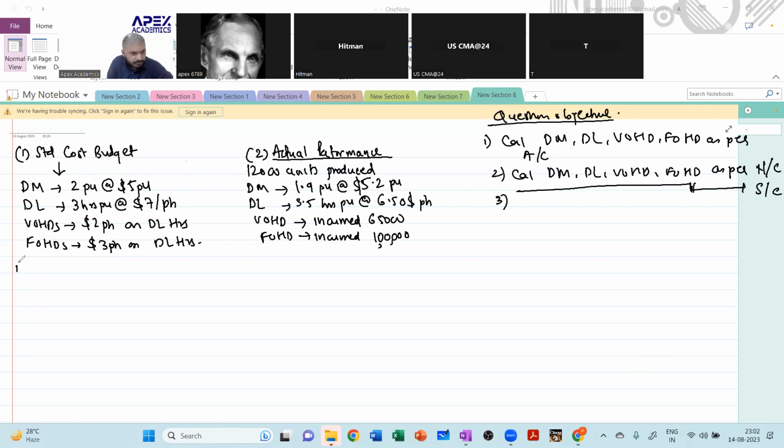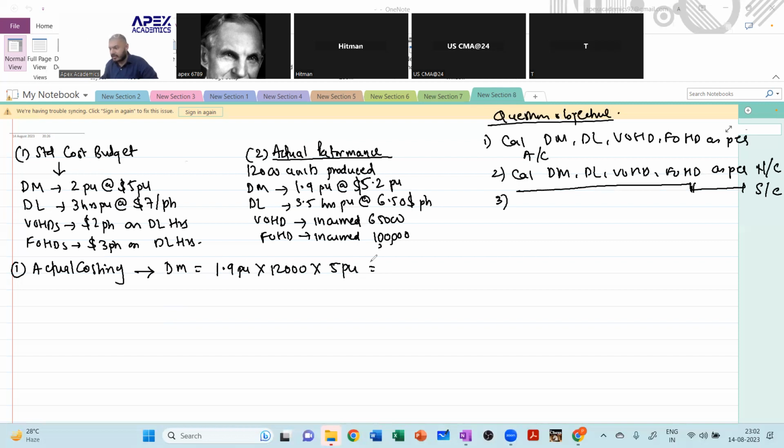So first, I will get into actual costing. Actual costing is nothing but the actual cost incurred. I need, for direct materials, 1.9 units of material per unit for 12,000 units at the rate of 5 per unit.